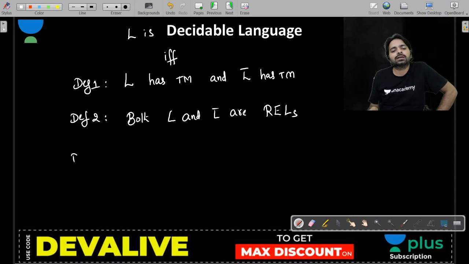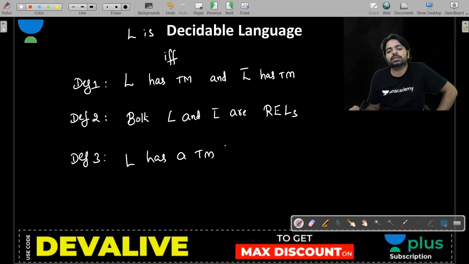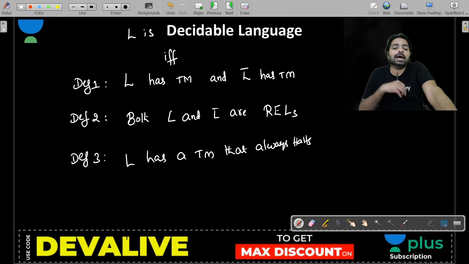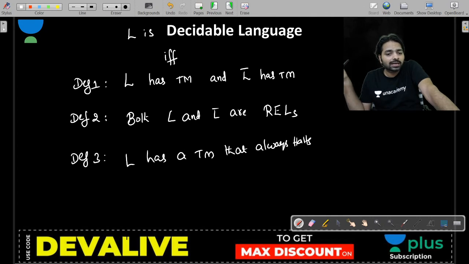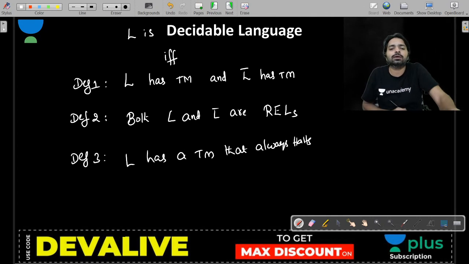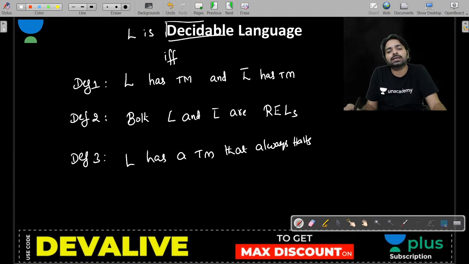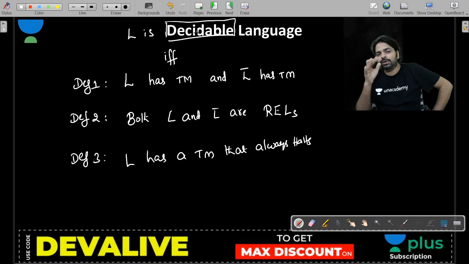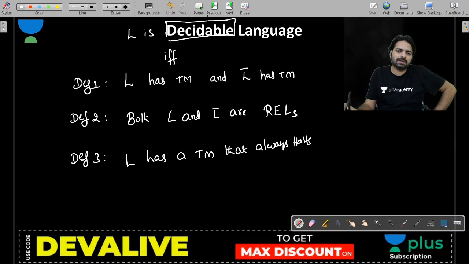That means L is decidable in the sense that L has a Turing machine that always halts. So we have so many definitions. L is enumerable by TM lexicographically. Yesterday I used so many synonyms, because decidable is another name for recursive. Recursive language only we are calling as decidable here. Yes or no? Now let's look at an example, guys.